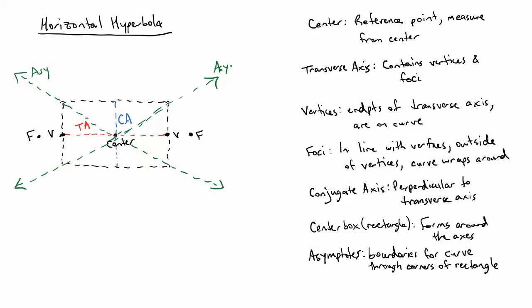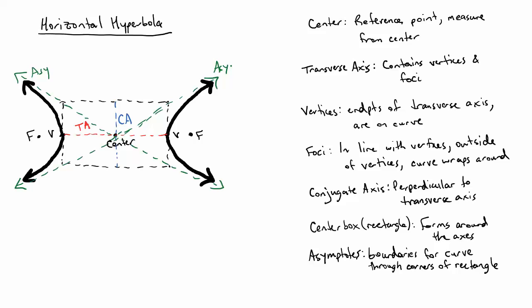Now we need to draw the curve. And the hyperbola curve in this case passes through the vertices, which are on the left and the right, not on the top and the bottom, and wraps around the foci. So this hyperbola is going to open to the right and to the left. So over here, I wrap around my focus and I approach my asymptotes on both sides. And now our curve, our hyperbola, opens left and right. Okay, very good. So that's a vertical and horizontal hyperbola.